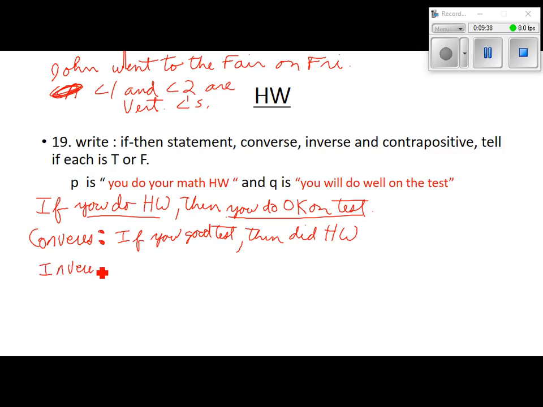Inverse. What's the inverse do to a statement? It makes it the opposite. It negates both parts of the original. Go back to the original, don't go to the converse. So if you don't do your homework, then you don't do good on the test.